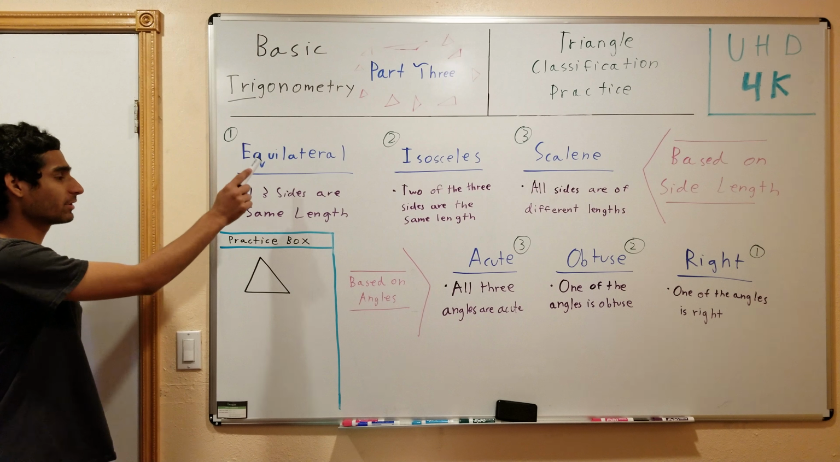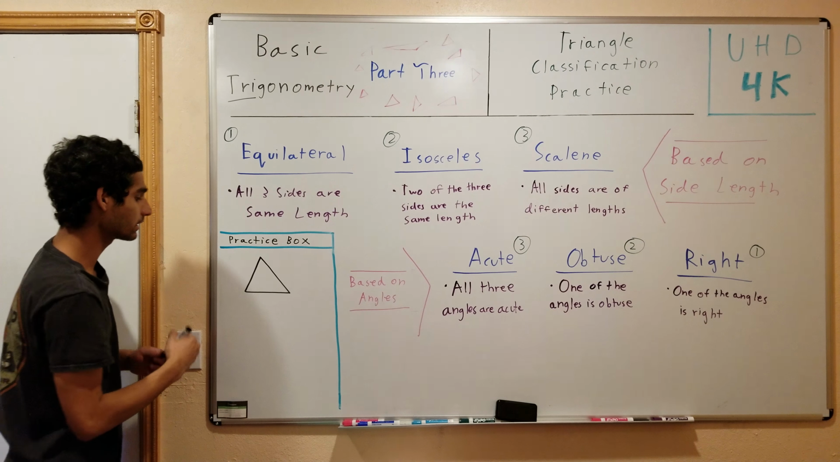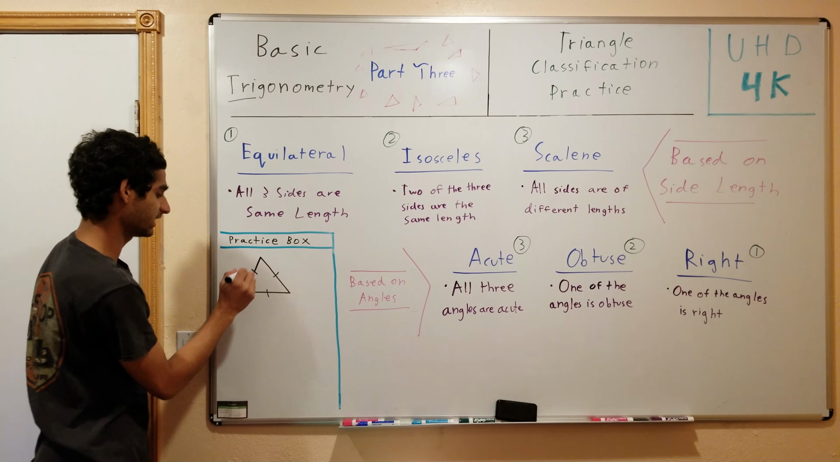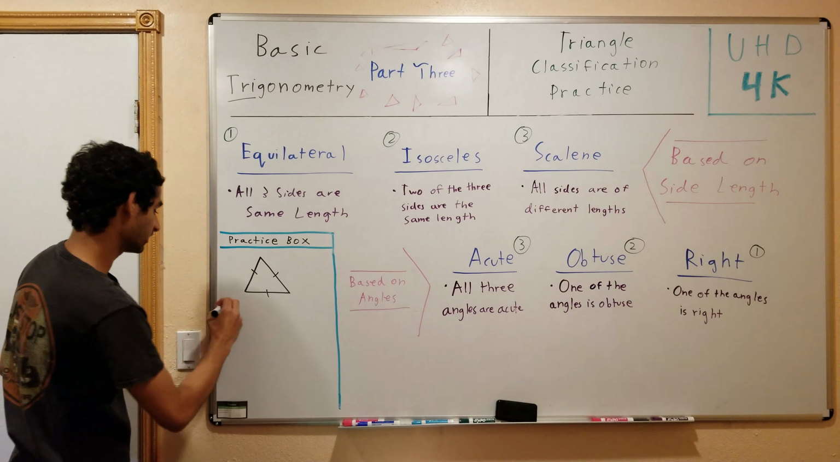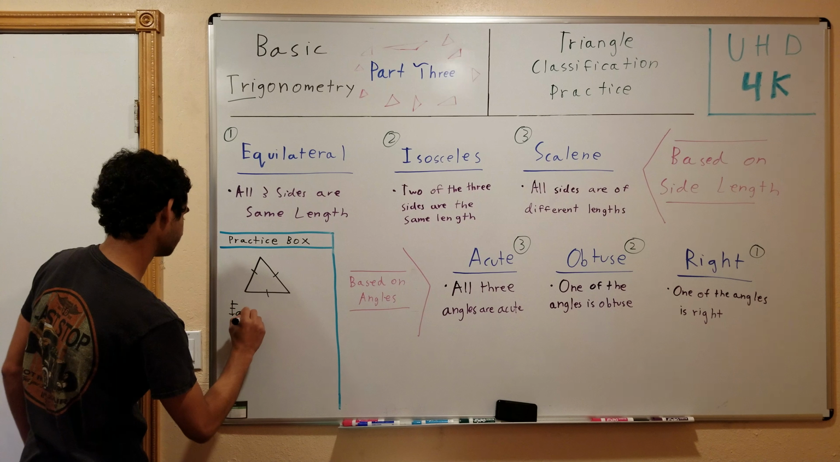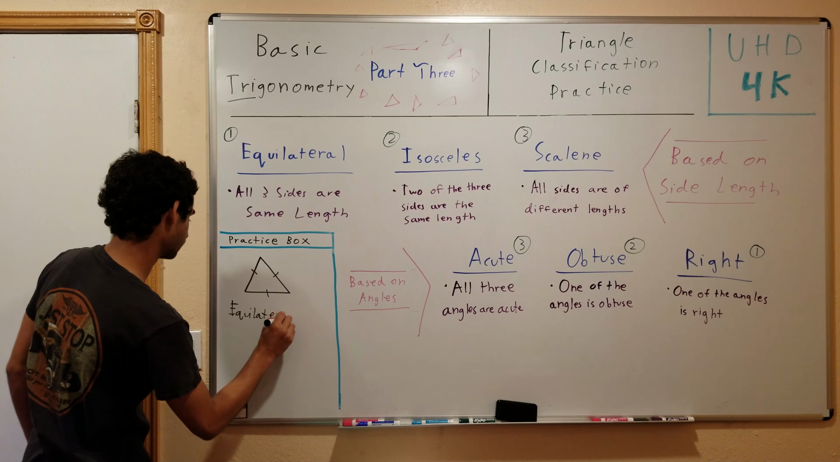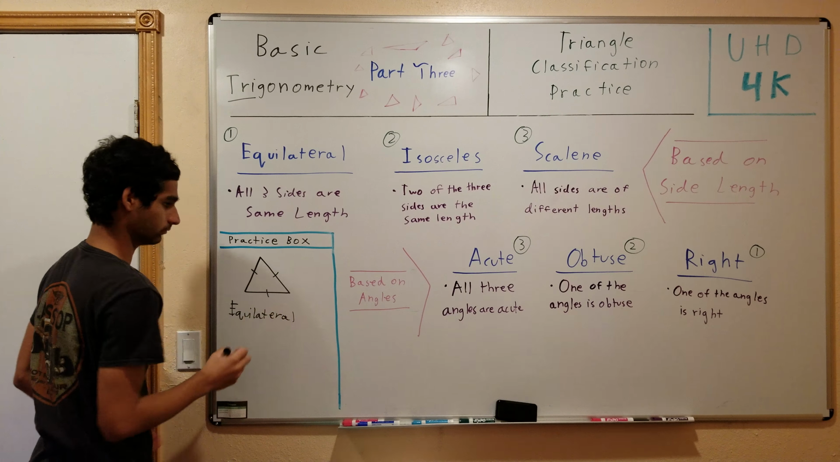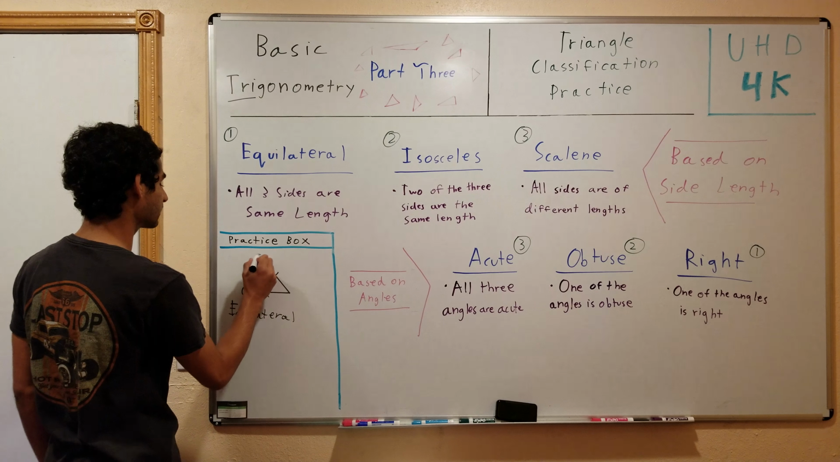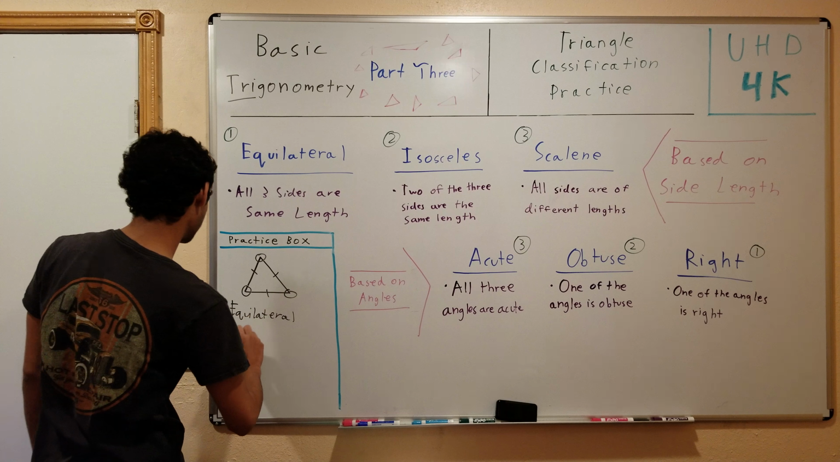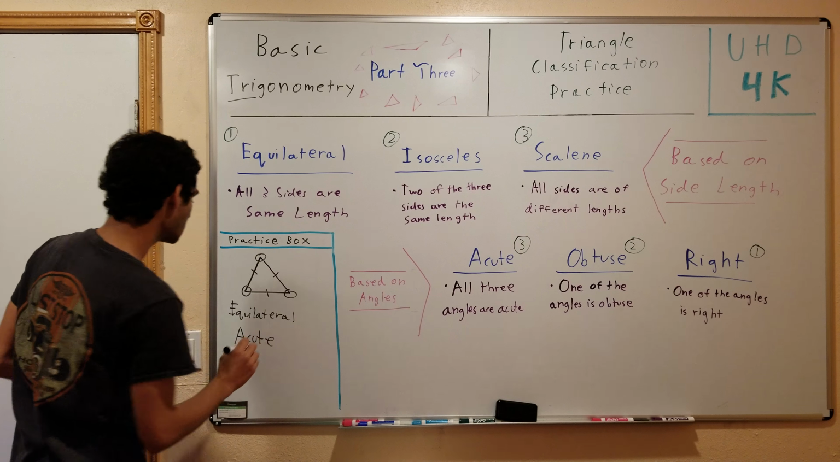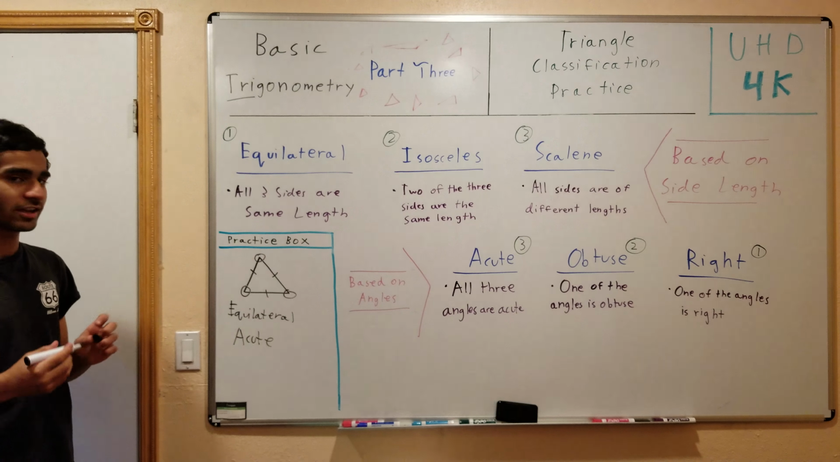Number one, is this an equilateral triangle? Yes it is, because all three sides are of the same length. So this is an equilateral triangle. Now based on angles, is this a right triangle? No, because there's no right angle. Is this an obtuse triangle? No, because there is no obtuse angle. Therefore it has to be an acute triangle. And see, all three of these angles are acute angles. So therefore this is an acute equilateral triangle.